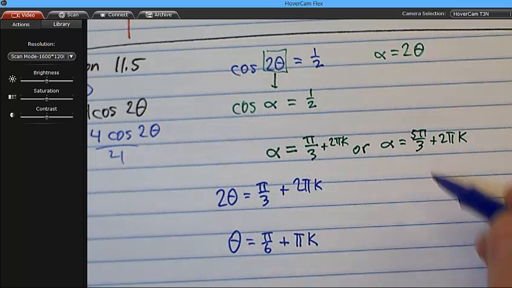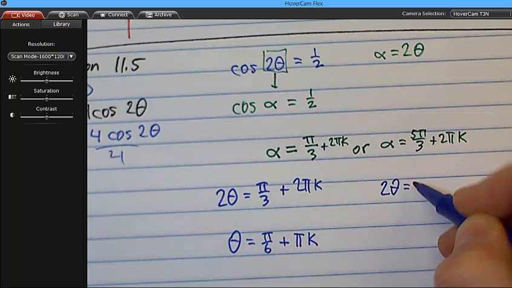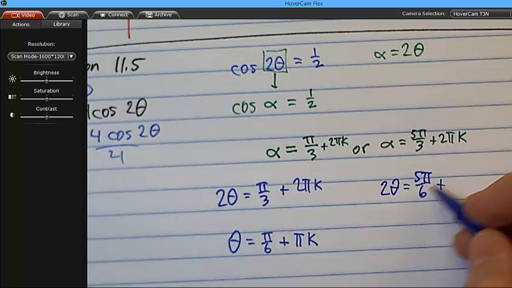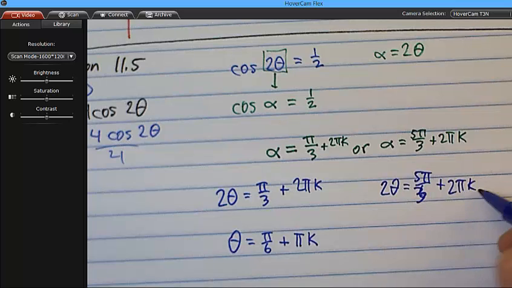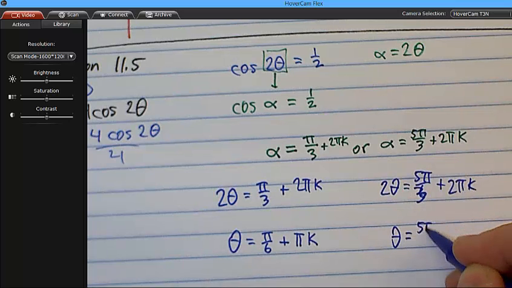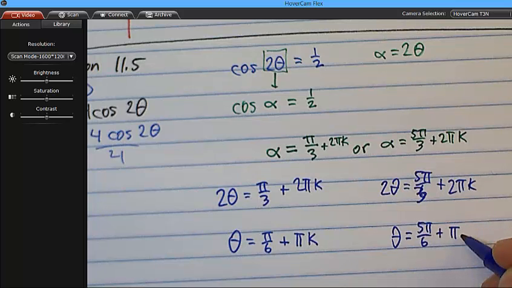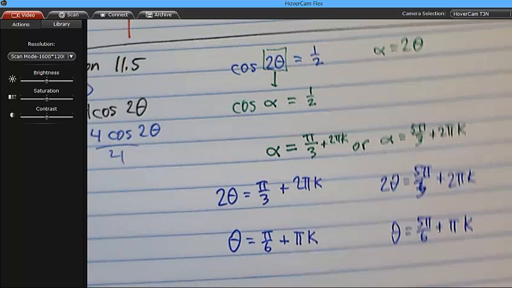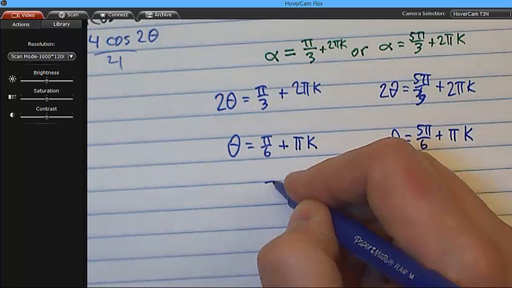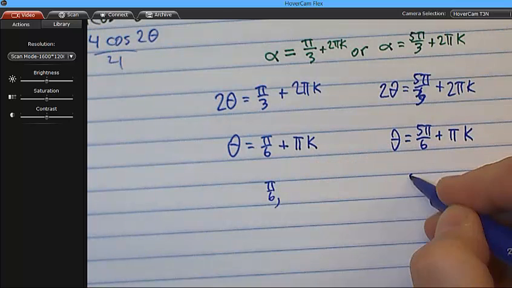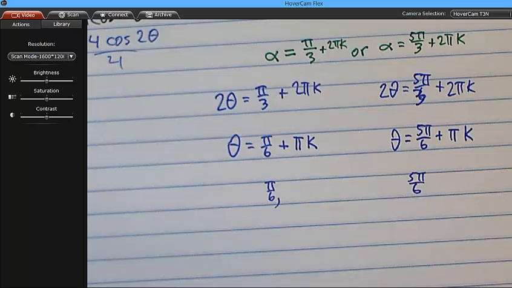Over here, I guess I also have 2 theta is equal to 5 pi over 3 plus 2 pi k. So theta is equal to 5 pi over 6 plus pi k. Okay? And so now I want to start coming up with some angles that'll give me points of intersection. And I guess so far I see 2 of them. I see pi over 6, and I see 5 pi over 6. And now I'm wondering what other ones would work.